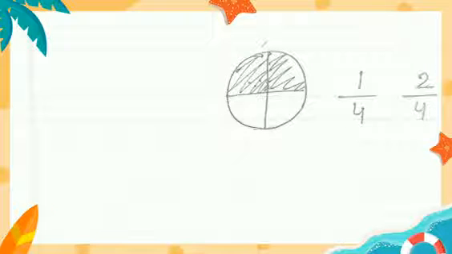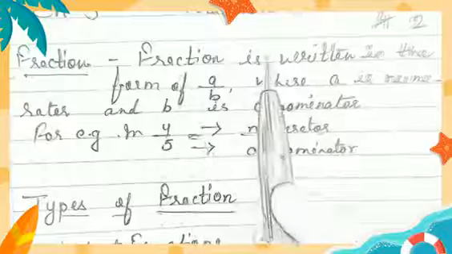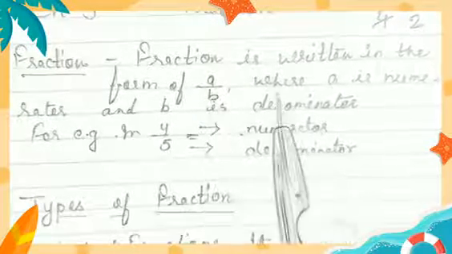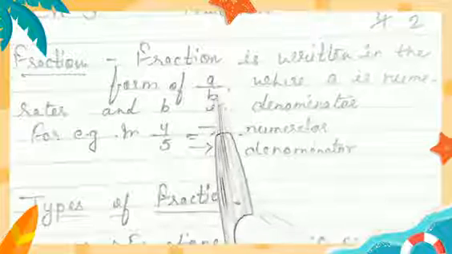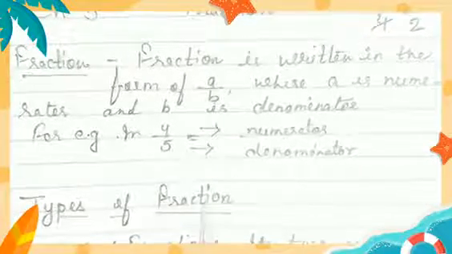Let's see types of a fraction. The fraction is written in the form of A upon B, where A is the numerator and B is the denominator. Types of fractions.